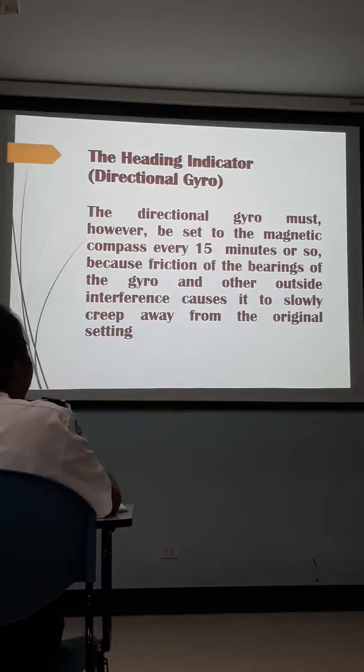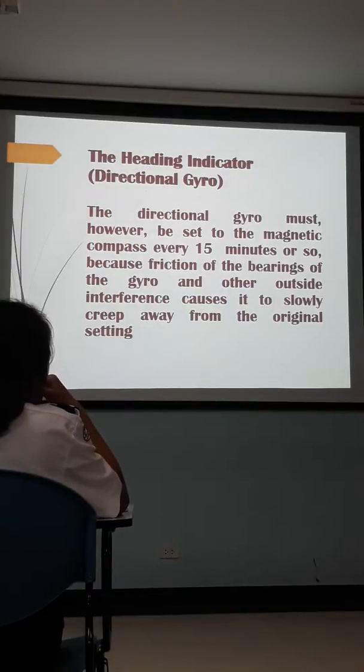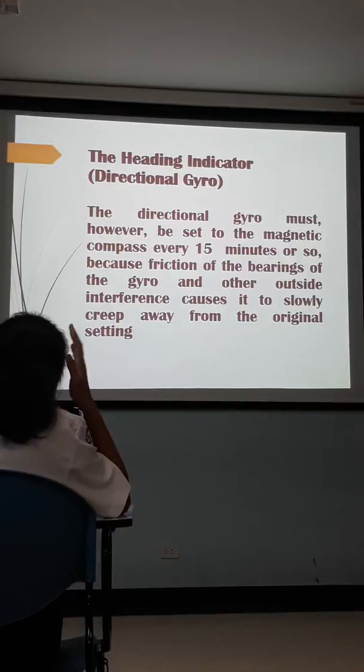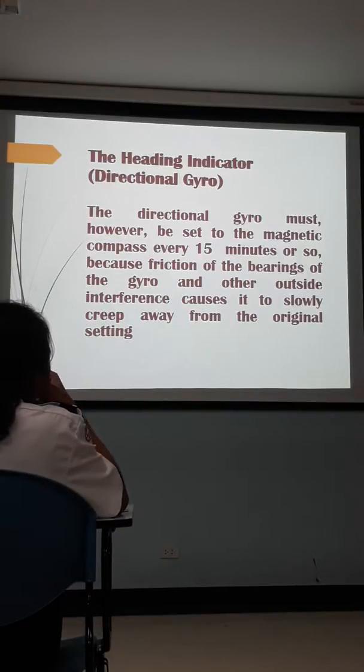The directional gyro must, however, be set to magnetic compass every 15 minutes. Because of friction of the bearing of the gyro and other outside reference, it slowly creeps away from the original setting. This is another reason why we cannot have only gyro compass, because in terms of stable, magnetic compass is more stable. Okay, this one you have to set like every 15 minutes.